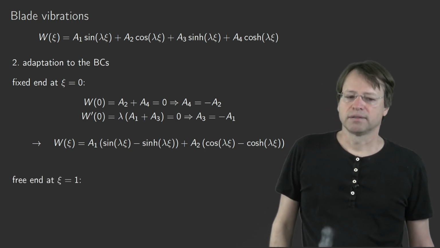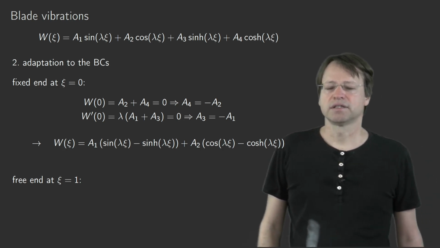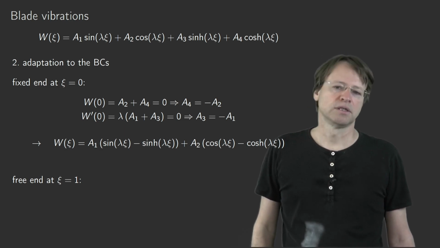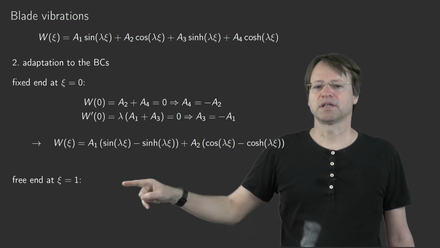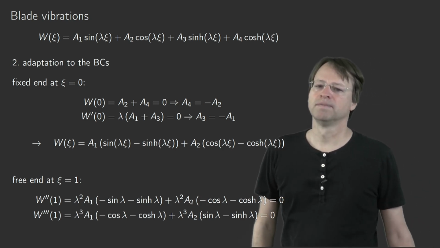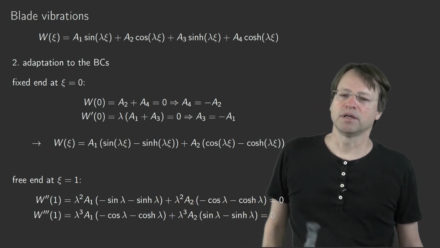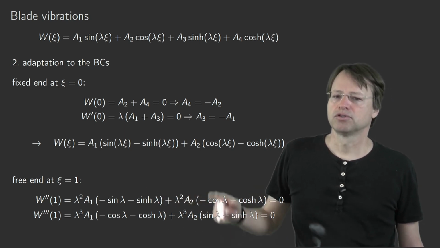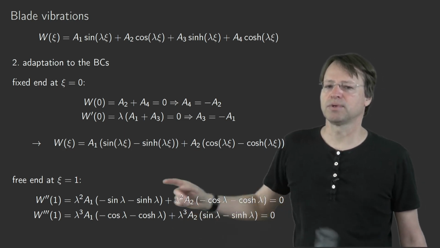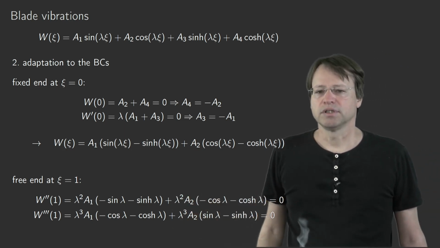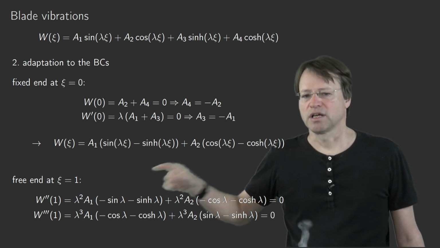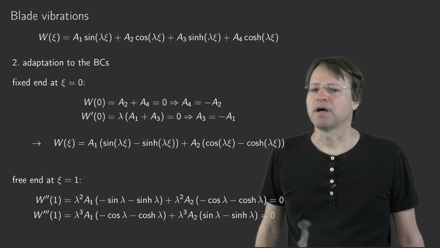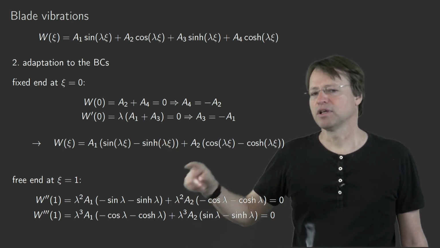Now let's move to the free end. So for the free end at xi equal to 1, we have from this representation, which makes it much easier to deal with than the equation that would become a little bit longer, lambda squared a1, and we find minus sine lambda minus hyperbolic sine lambda. So we just evaluate that expression taking twice the derivative, and you can see that this leads to a change in sign for the sine term and also for the cosine term here, but to no change in sign for the hyperbolic functions, of course.